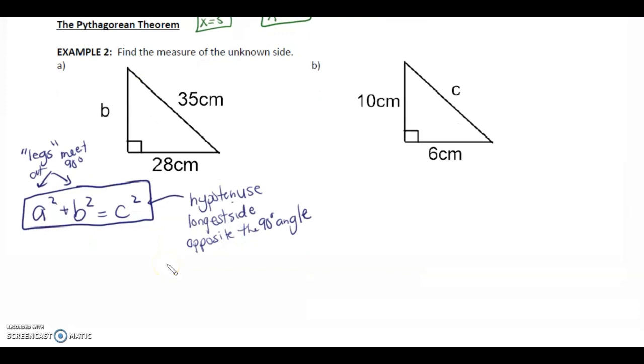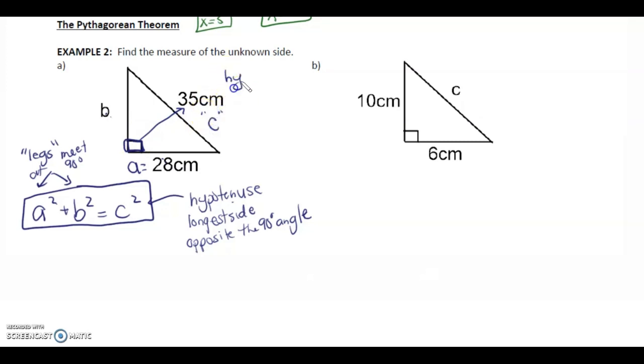Okay, so example 2, find the measure of the unknown side. So we have 28 and b. Okay, 28 and b meet at this 90 degrees. So let's call this A. Okay, and then opposite is going to be the hypotenuse. This is going to be the c value.